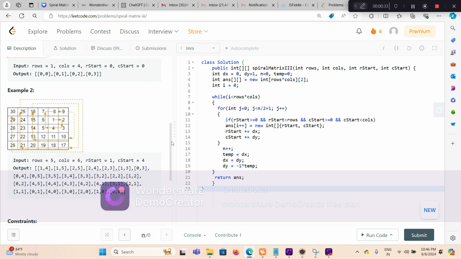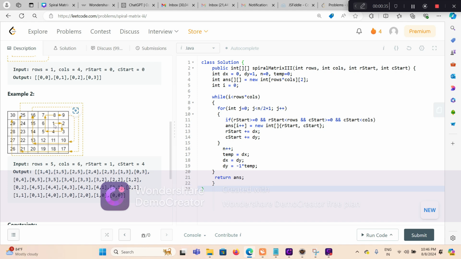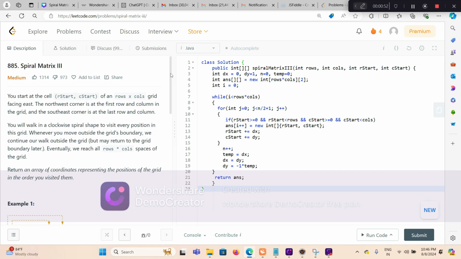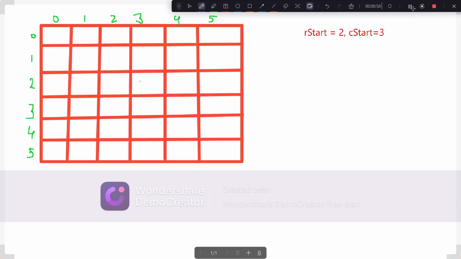You can see in this question we are starting from 1, going in the right direction. When we reach the end in the right direction, we move down, then left, then up again, and so on. Let me explain it better with my diagram, so it is very clear what we are going to do. I just created a matrix of 6 by 6, and this is our start coordinates.